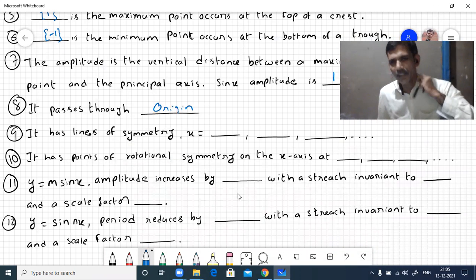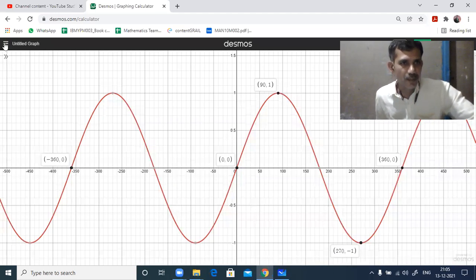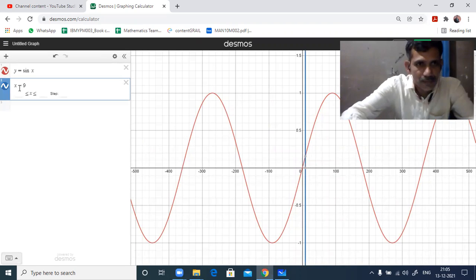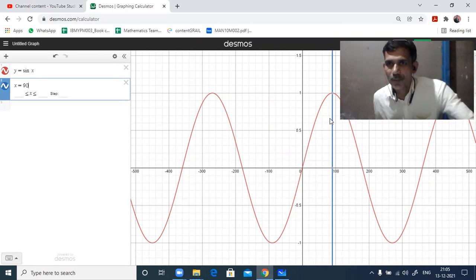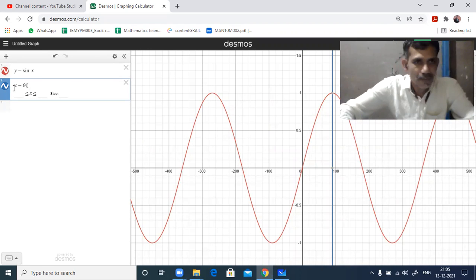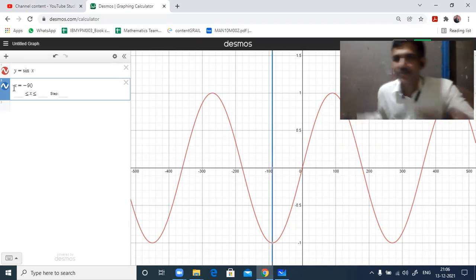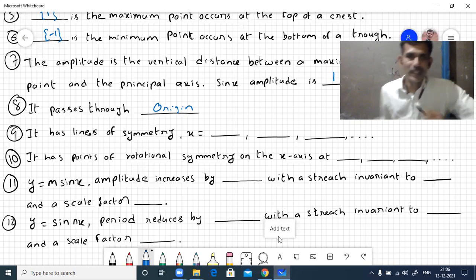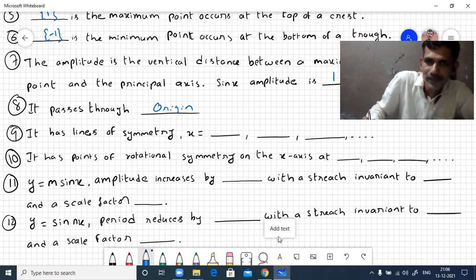It has lines of symmetry. Where are the lines of symmetry? Take x equal to 90 degrees. Observe both sides: one half is the reflection of the other. Not only 90 degrees, if you take -90 degrees also, both are reflections of each other. So we have lines of symmetry when x equals plus or minus 90 degrees, plus or minus 270 degrees, plus or minus 450 degrees. If you want to write in radians also, we can write.